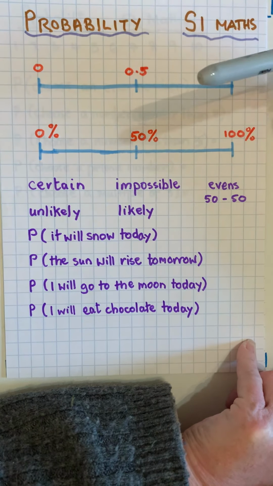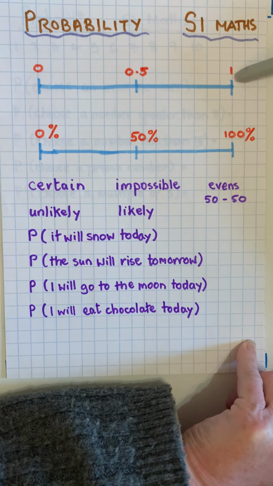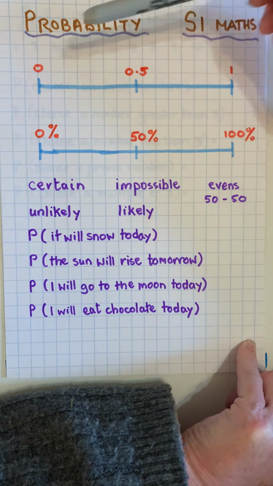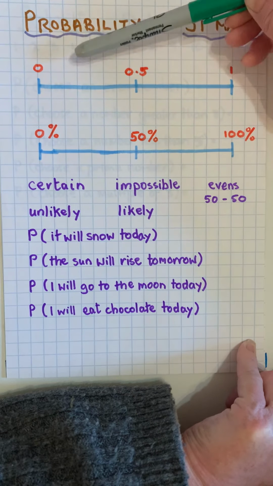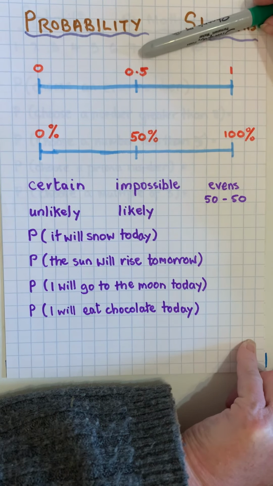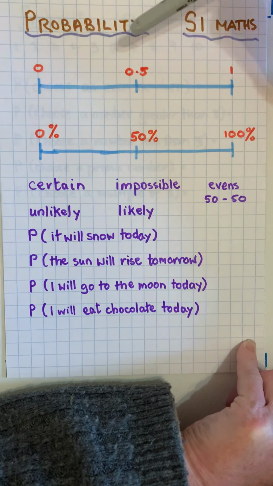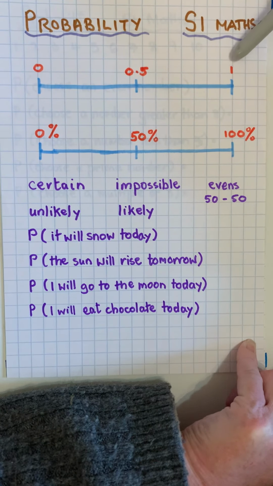If something is definitely going to happen, that's a probability of 1. If it's impossible, probability of 0. If it's 50-50, then it's halfway, so that's 0.5. If it's unlikely, it lies between 0 and 0.5. And if it's likely, it lies between 0.5 and 1.